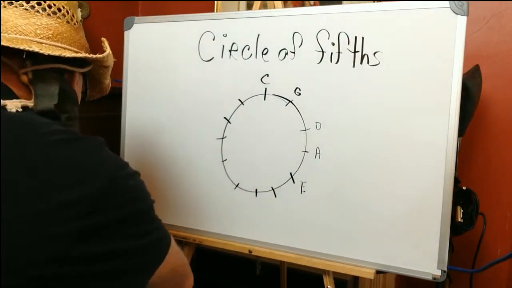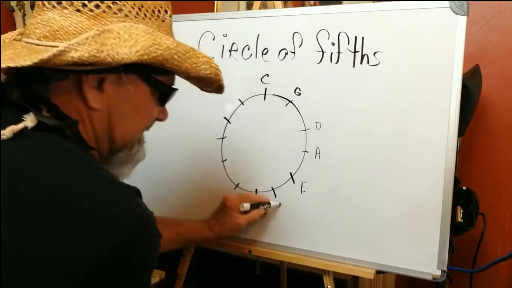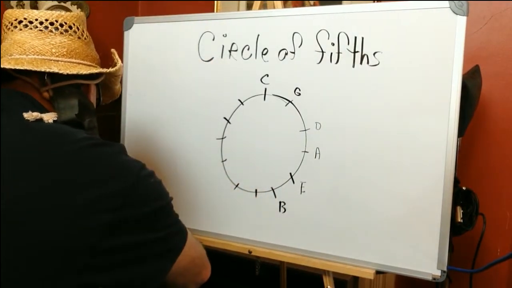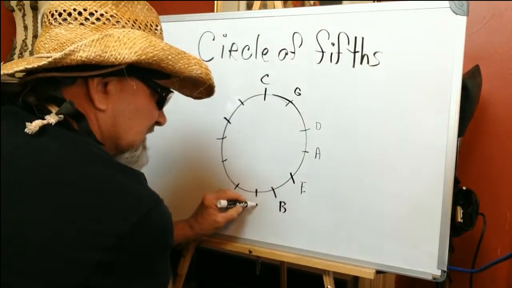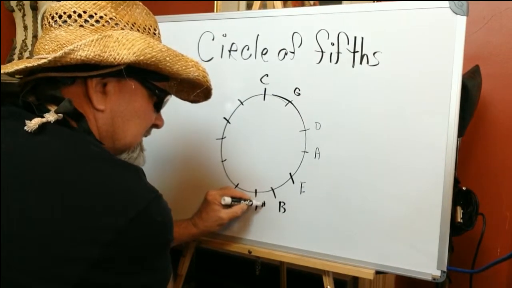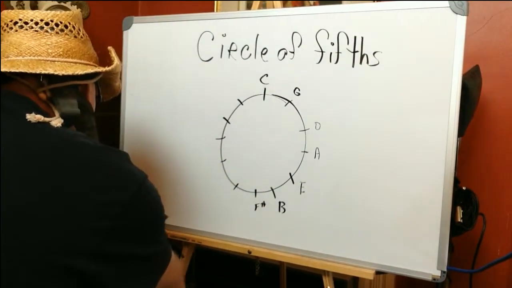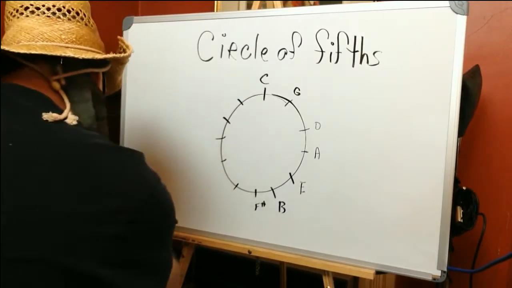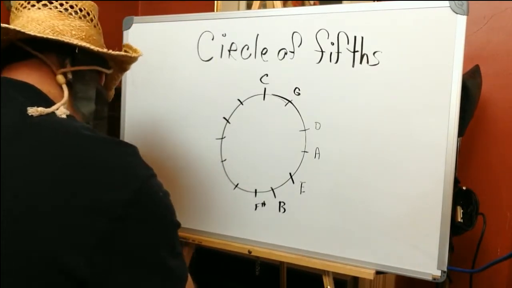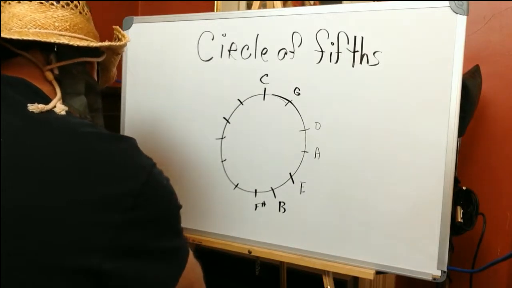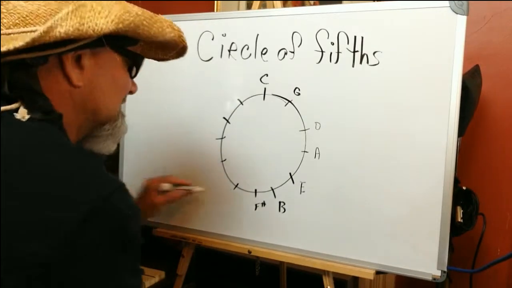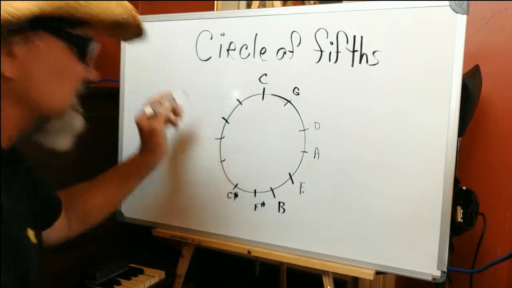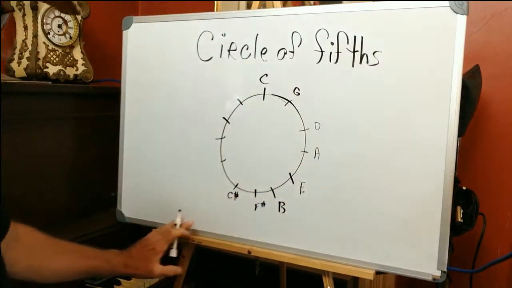Going up 8 again, we have a B. Up 8 again, we have an F sharp. Then we go up 8 and I ran out of keys. That is a C sharp. And that's where we're going to stop as far as the sharps go.